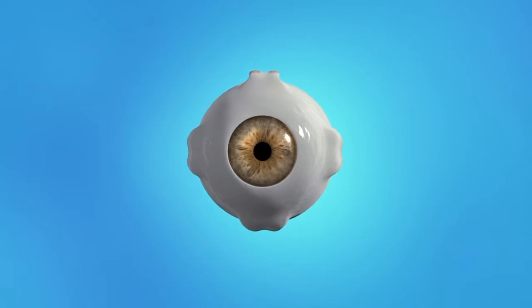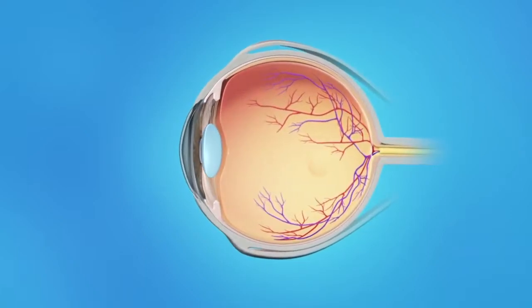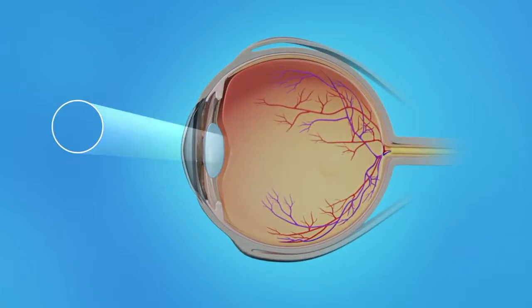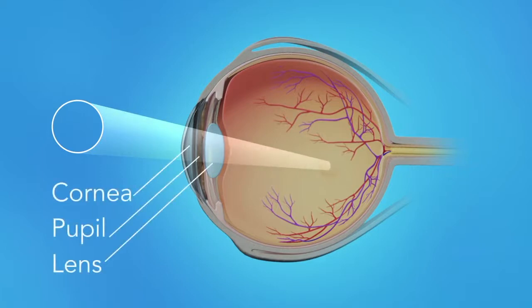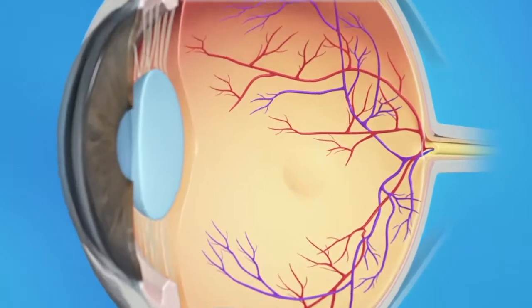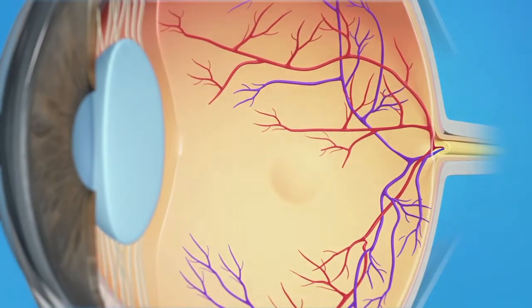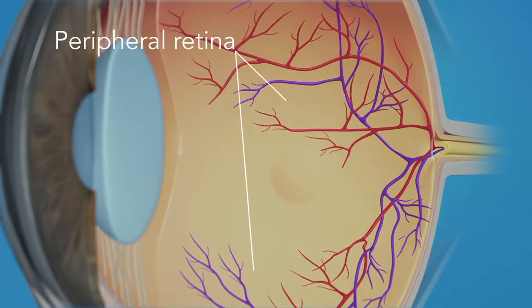To understand how diabetic eye disease affects your vision, let's take a look at how the eye works. Light rays enter the eye through the cornea, pupil, and lens. These light rays are focused on the retina, the light-sensitive tissue lining the back of the eye. The retina has two areas: the peripheral retina, which gives us our side or wide-angle vision, and the macula, the small area at the center of the retina. The macula gives us our pinpoint vision, allowing us to see detail clearly.